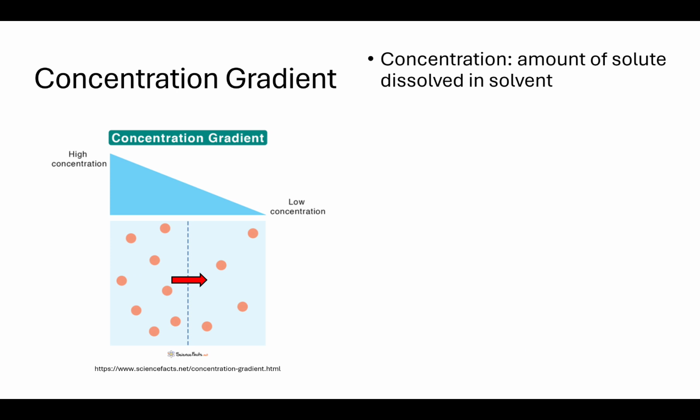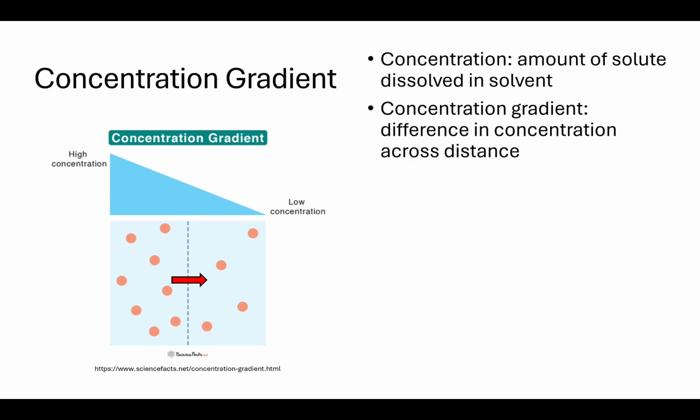So when you have things dissolved in a liquid, you can measure how much solute is dissolved in that solvent, and that tells you the concentration. The more concentrated something is, or the higher the concentration, the more solute you have dissolved in a certain amount of solvent. When you have differences in concentration across a distance, that's called a concentration gradient, like what you see in the diagram here. On the left-hand side, there are more of those molecules. On the right-hand side, over here, there are less of those molecules. So a difference in concentration across a distance causes a concentration gradient.